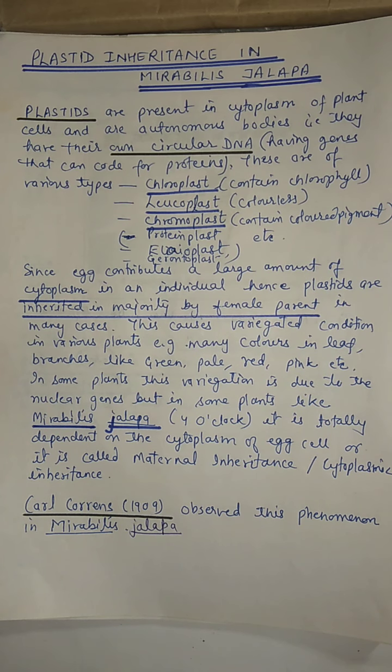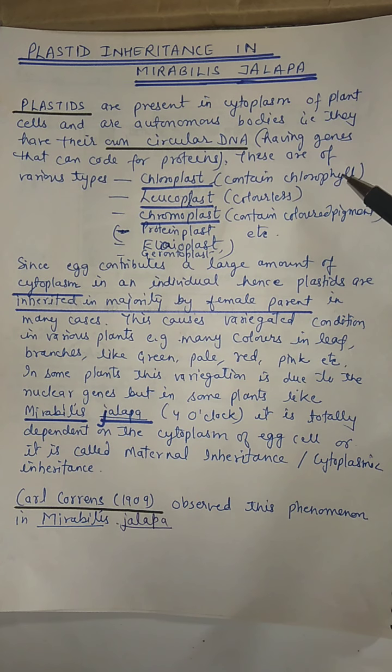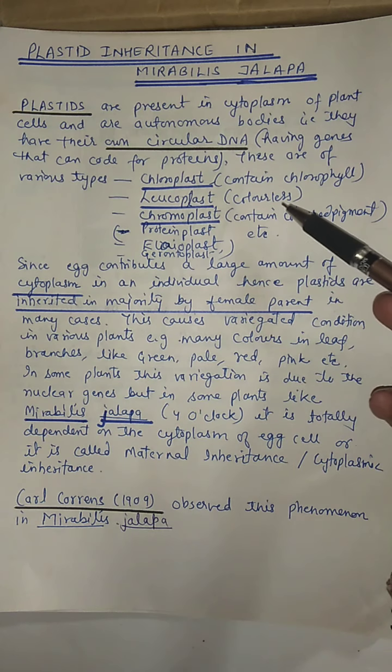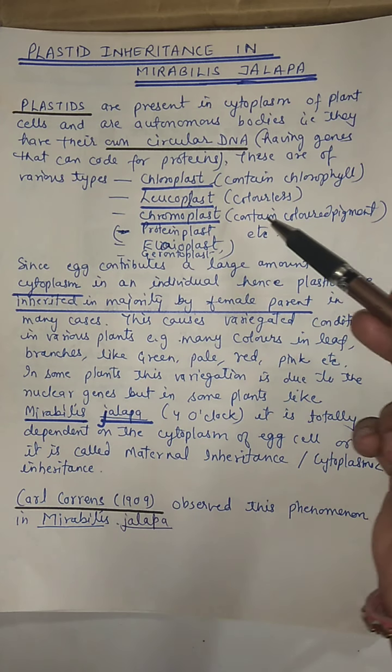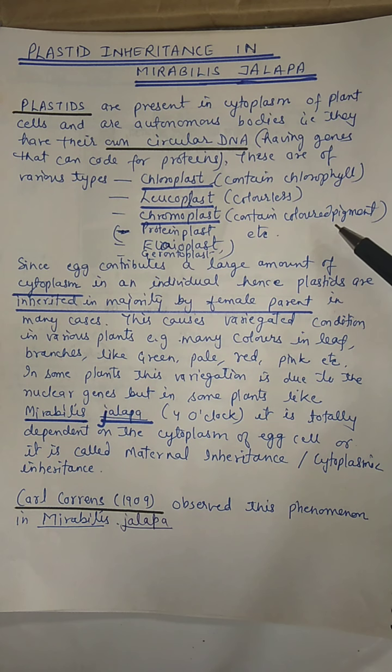As we all know, plastids are membrane-bound cell organelles present in the cytoplasm of plant cells. These are autonomous bodies as they have their own circular DNA. This DNA has genes that can code for proteins. Plastids are of various types: chloroplast, leucoplast and chromoplast. The chloroplast contains chlorophyll and is concerned with photosynthesis. Leucoplasts are colorless and concerned with storage. Similarly, chromoplasts contain colored pigments and are associated with storage.